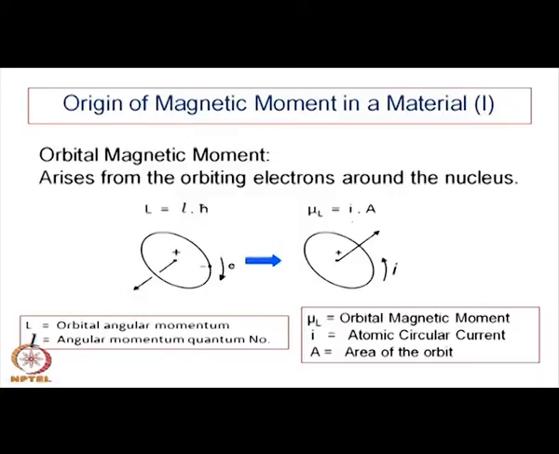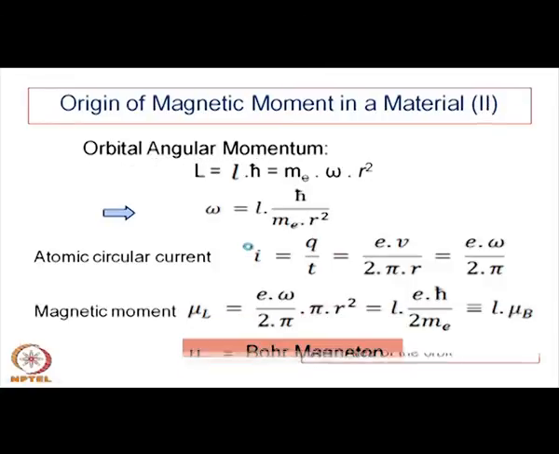In fact, wherever the electron is moving surrounding the nucleus, you have a current flowing, equivalent to a current, and that gives rise to a dipole moment or magnetic moment. So, this is one kind of origin of magnetism in any material. This can be further calculated or expressed in terms of other quantities.